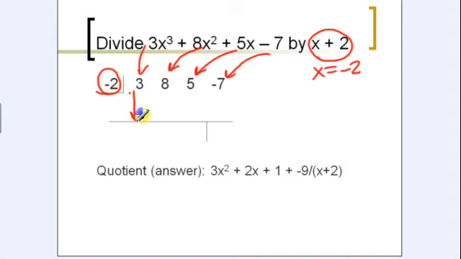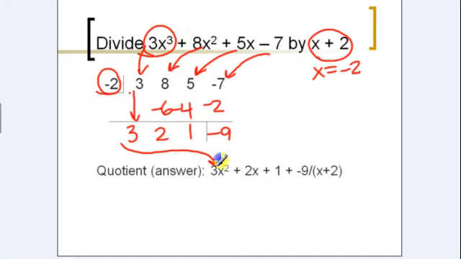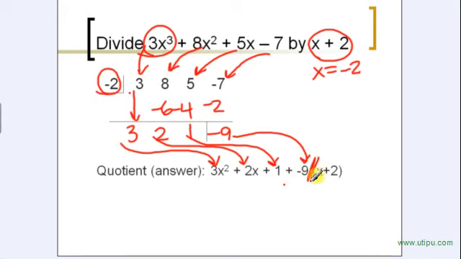Now, add, multiply, add, multiply, add, multiply, add. Now see, on this one we do end up having a remainder. I start out with 3x cubed, so now this is going to be x squared. So when I write my answer, 3x squared plus 2x plus 1 plus our remainder of negative 9 over x plus 2. And that's it.